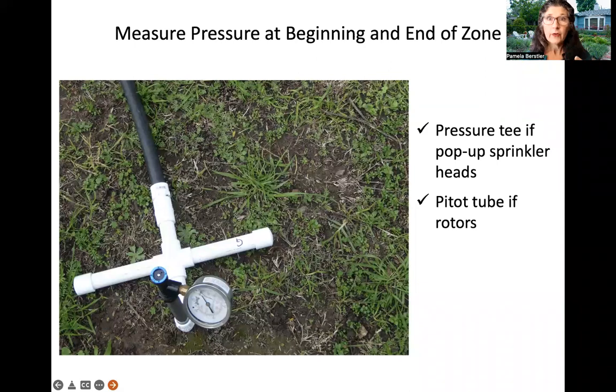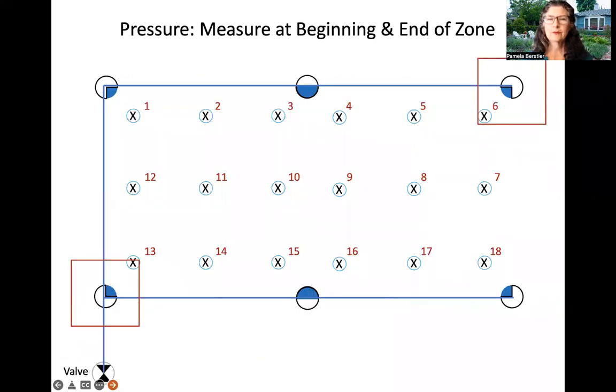Now, the other thing that you want to do while it's running is you want to measure the pressure again. And this time it's of the spray heads. So if you've got a pop-up sprinkler, you're going to go ahead and use a pressure T. And if you've got a rotor, then it is something called a pitot tube. So you want to measure it at the beginning, and then you want to measure it at the end of the zone so that you can see how much pressure is lost by the time you get to that last head.